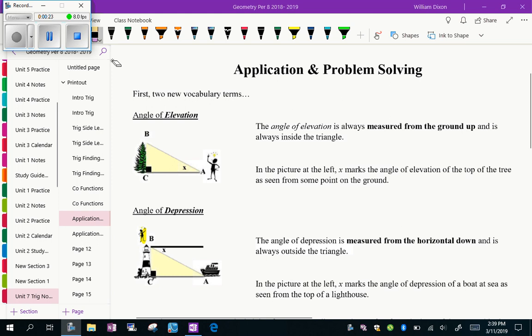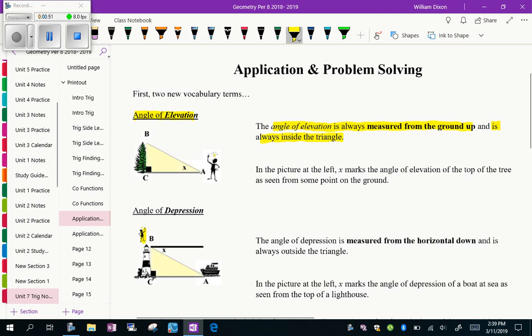The first one is the angle of elevation. Even the word, when you think about elevating, immediately in your mind, you should think about going up. When you elevate, you go up. So the angle of elevation is always measured from the ground up and is always inside the triangle. That's important. Inside the triangle.